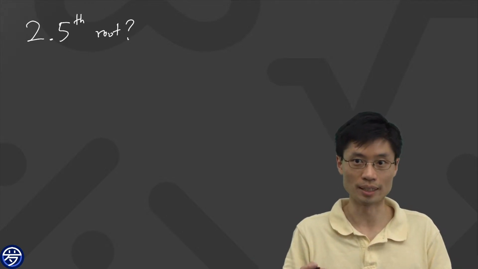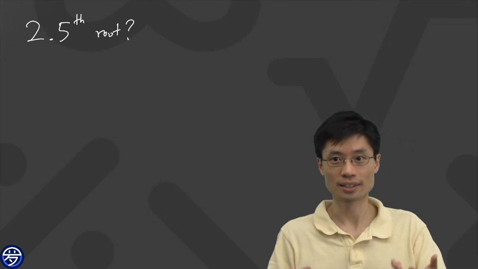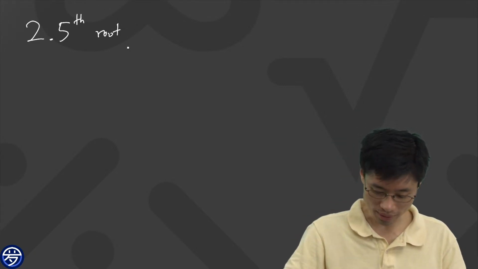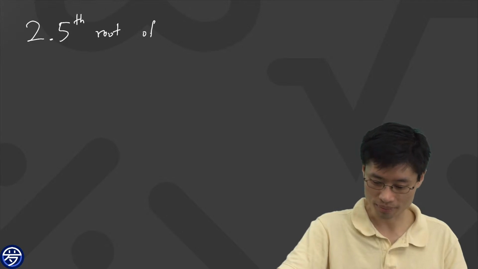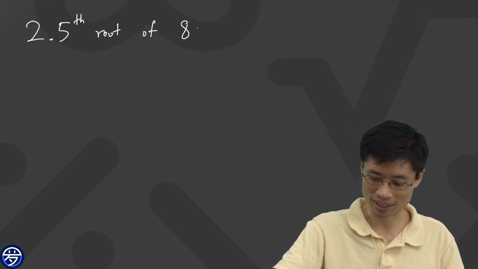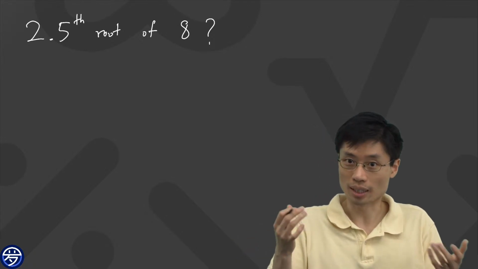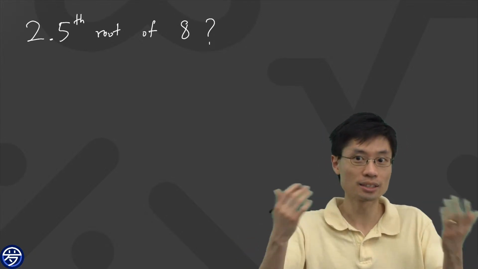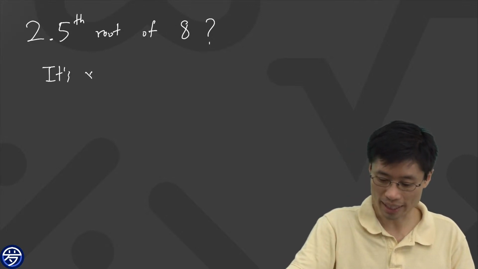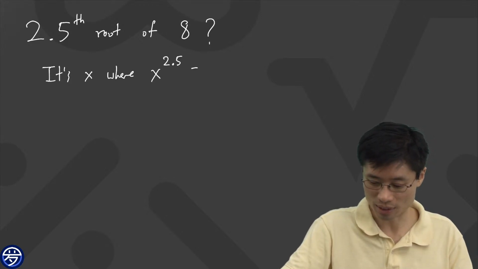Remember what a square root means. A square root means it is a number which, if you square it, then you get the number you were looking for. So let's just give an exact example. What's the 2.5th root of 8? 8's a terrible choice, but we're going to do 8 anyway. Well, what would that mean? That would mean some number which when I raise to the power 2.5, I get 8. It's x, where x raised to the 2.5 is equal to 8.